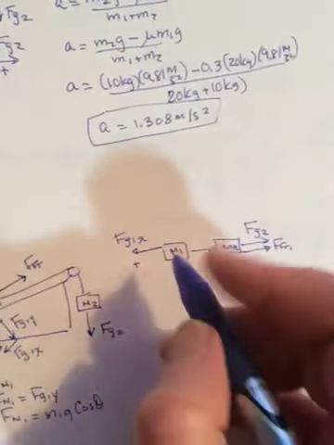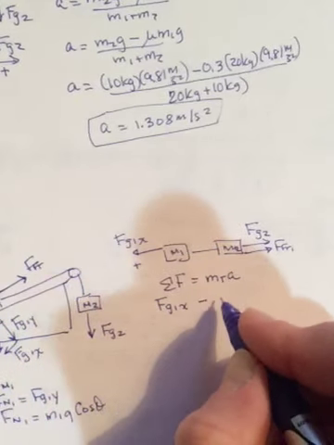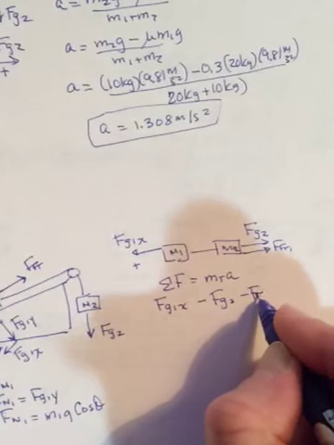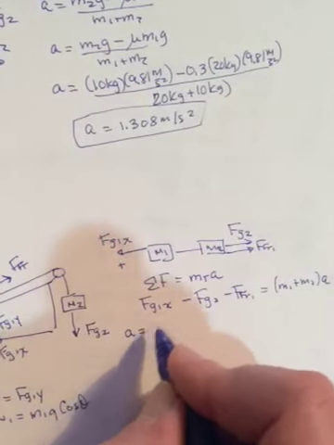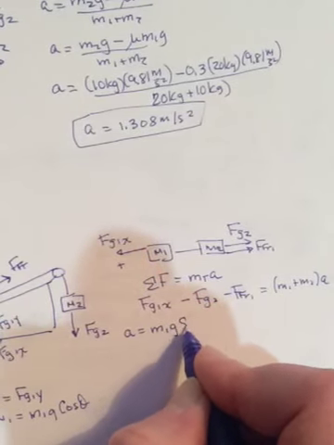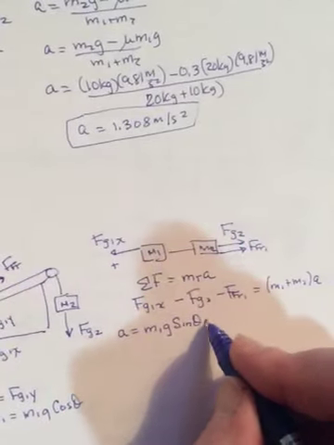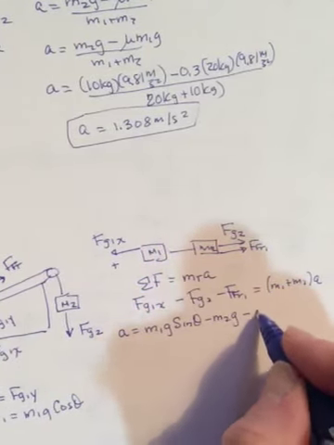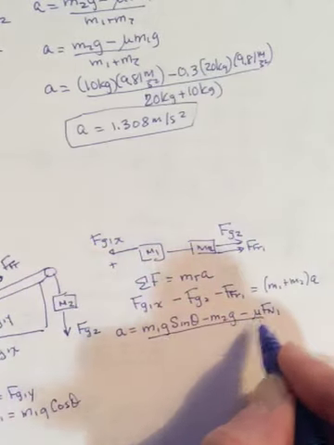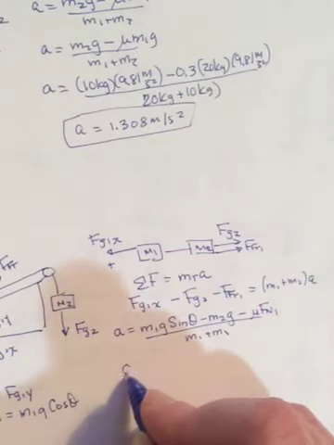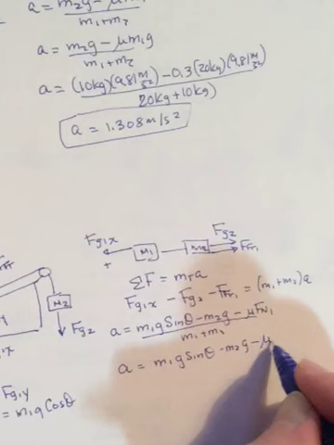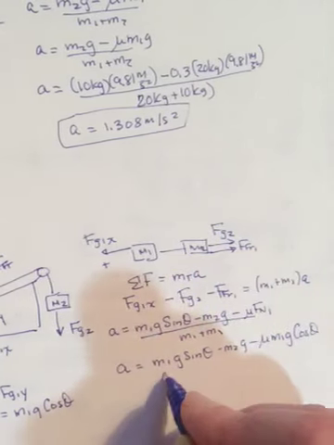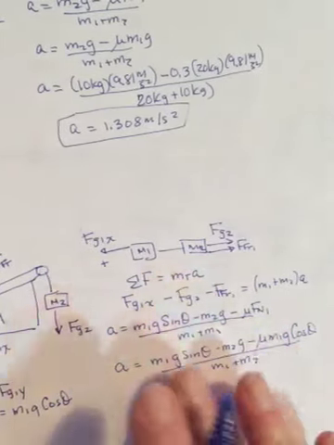Okay, so sum of the forces will equal M total A, and because it's moving down, it'll be Fg1x minus Fg2 minus friction on number 1 will equal M1 plus M2 times A. So when we're trying to solve for A, Fg1x is M1g sine theta, right? That's the opposite side, minus M2g, minus friction, which is mu Fn1, divided by M1 plus M2. So then A will equal M1g sine theta minus M2g minus mu M1g cos theta over M1 plus M2. And now filling in the numbers.